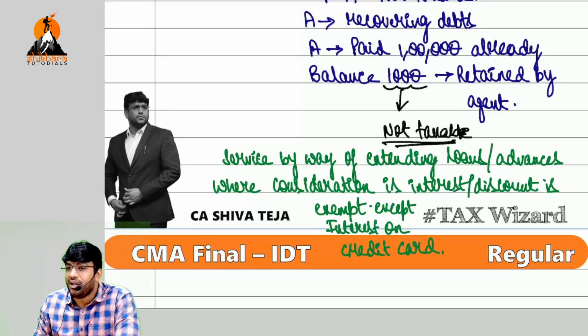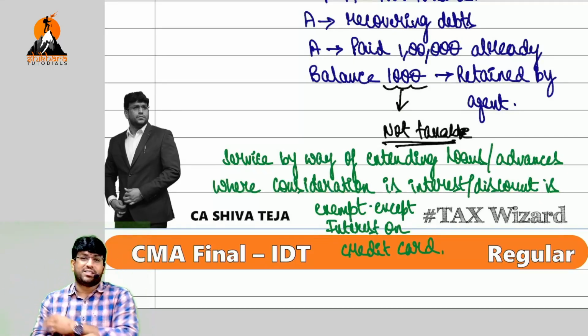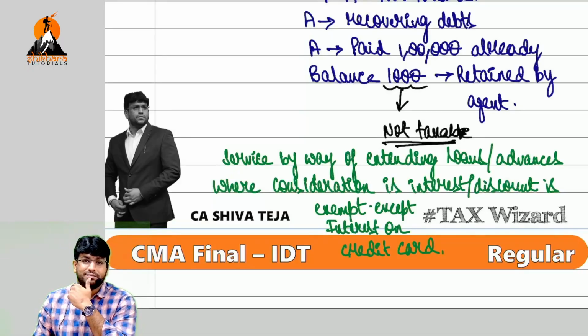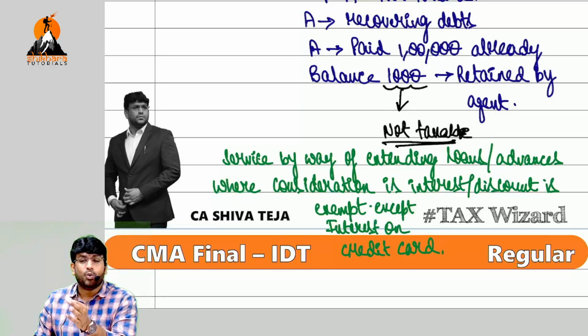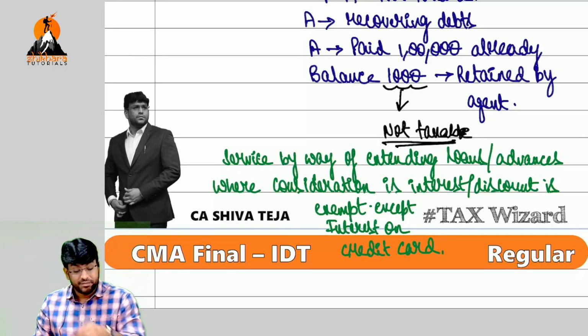Getting the point, everybody? Now the whole summary of this, I will tell in one line. If principal to agent is taxable, interest is also taxable. If principal to agent is not taxable, interest also is not taxable.